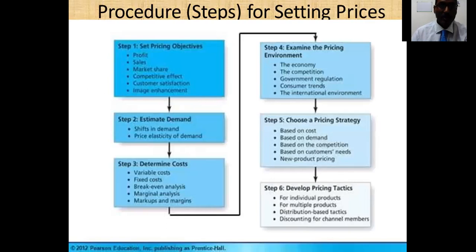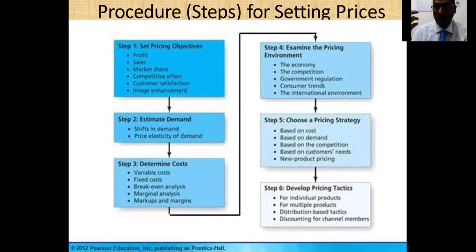Now the procedure. The first step is to set the pricing objectives, such as price, sales, market share, competitive effects, etc. Then step two is to estimate the demand, that is, the price elasticity of demand. The more the demand, the higher the prices; the less the demand, the lower the prices. That's simple economics. The third one is to determine the cost. We need to take into consideration fixed and variable cost, marginal analysis, etc.